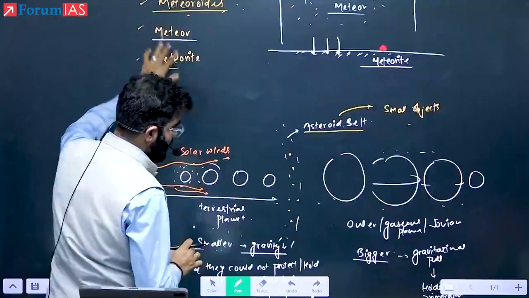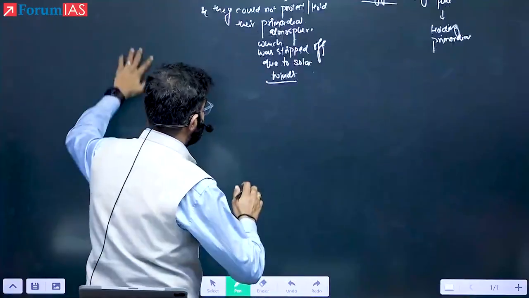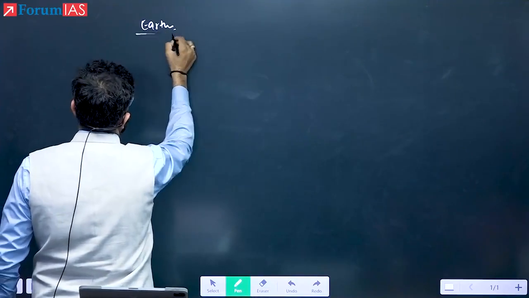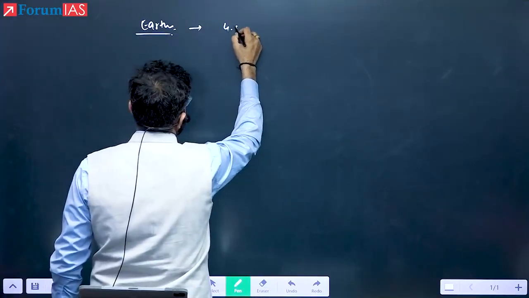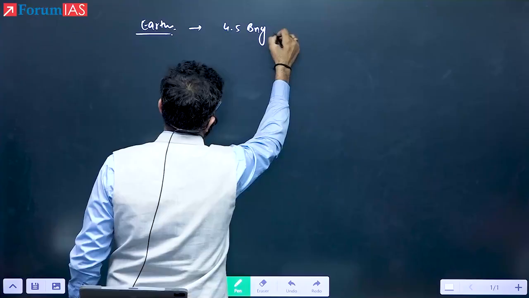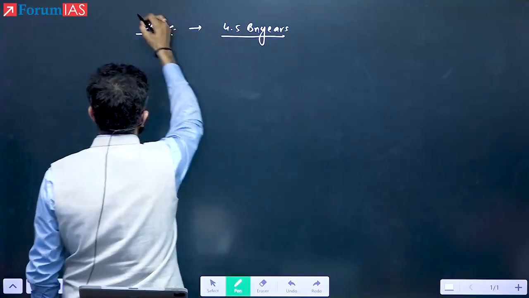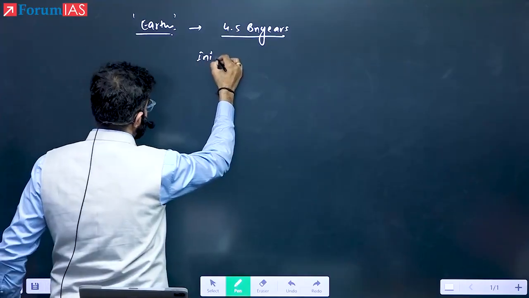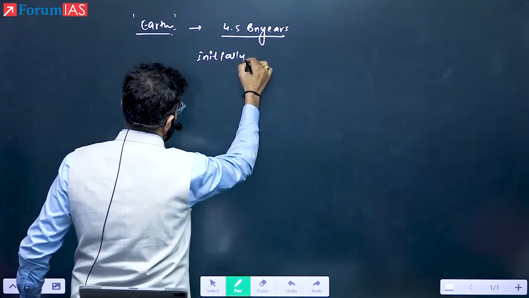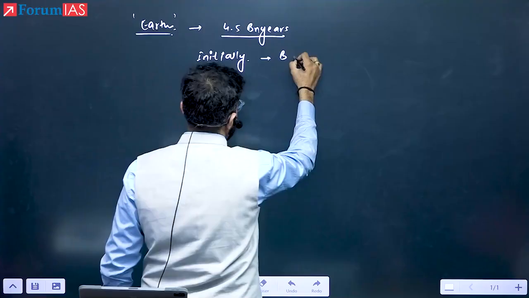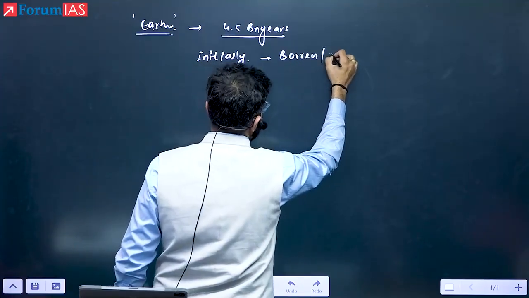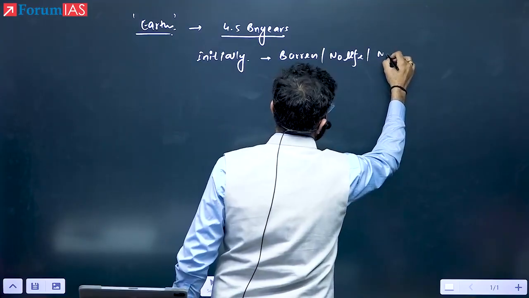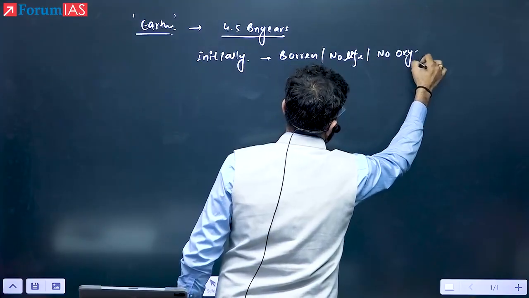Now come to the planet, that is Earth, and how it got evolved. Somewhere around 4.5 billion years ago, it started evolving as a planet like Earth. Initially, it was barren. Yes or no? Initially, it was barren. It means there was no life form, and also there was no oxygen.